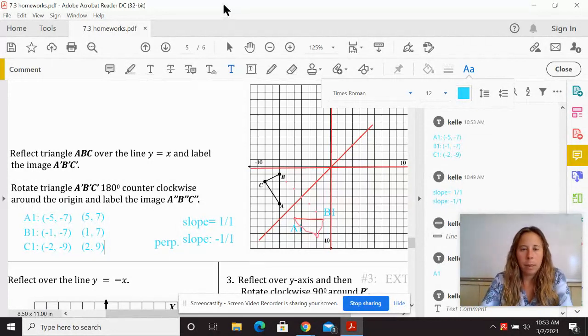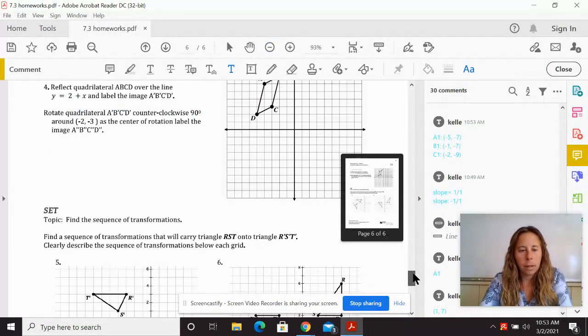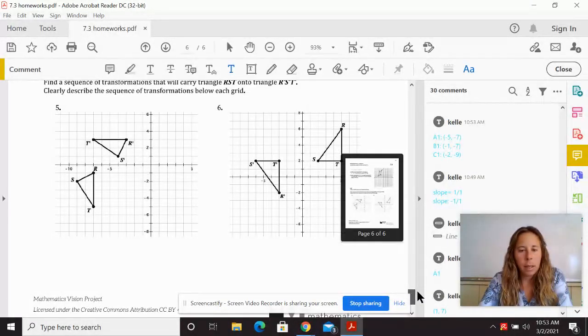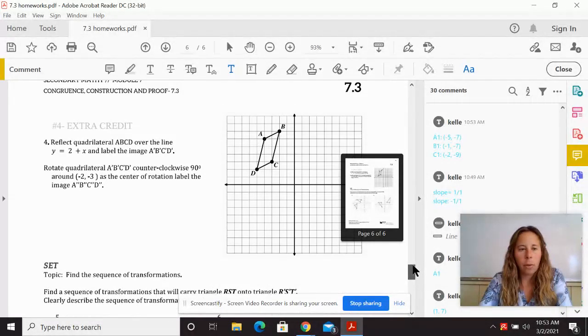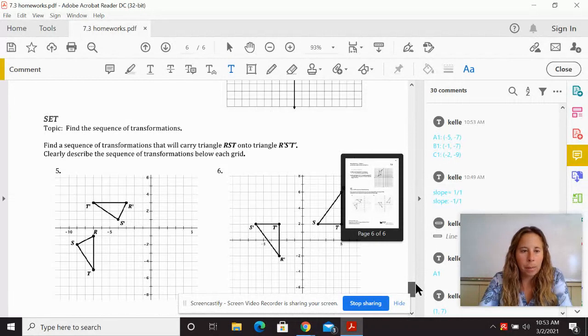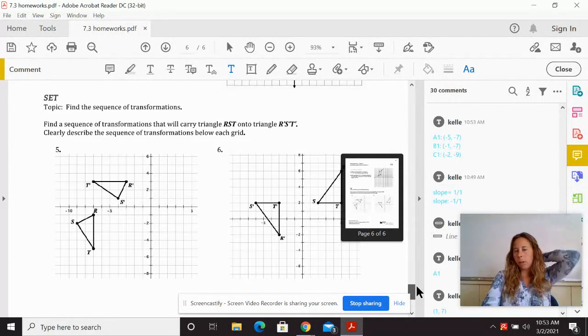Alrighty. Let me zoom out. What else is on here? Actually, 4 and 3 are extra credit, but you should try them. 5 and 6 are similar to what we did earlier in the homework, a little bit harder. Number 5 is a little bit harder, but you guys got it.